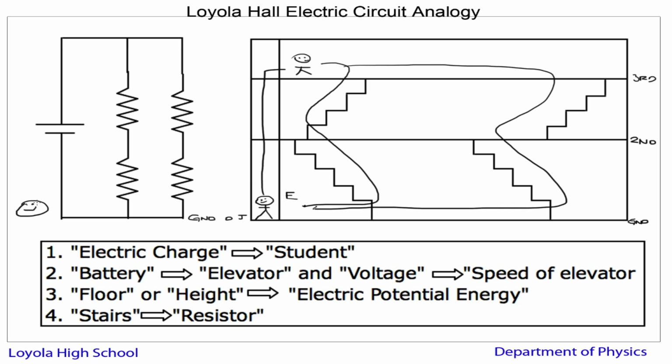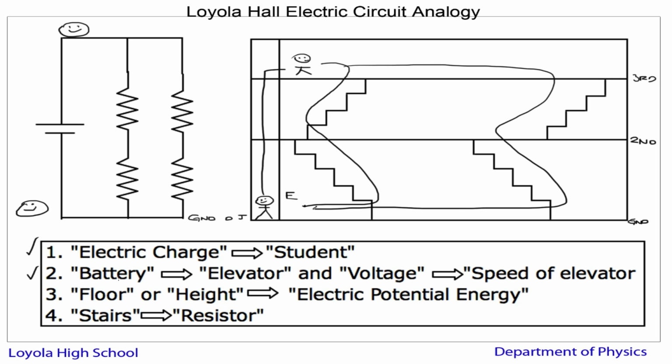Now, the electric charge here is at the ground level. In order to get energy, it needs an elevator. It needs a battery. So the battery is like the elevator, and the charges can go through the battery and gain energy. So here's Mr. Charge. So first thing here, electric charge is like the student, and the battery is like the elevator.